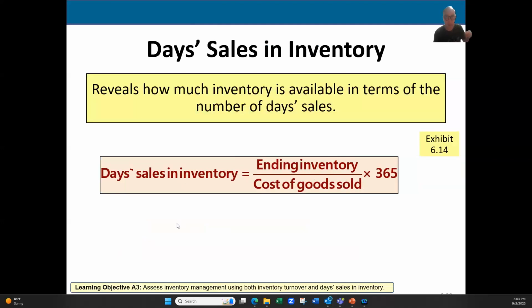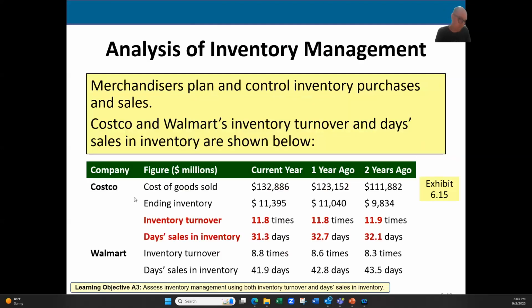Another ratio is called the days sales in inventory. This tells me how many days the inventory sits on the shelves before we sell through it. Days sales in inventory: take ending inventory divided by cost of goods sold times 365 days. How long is it sitting on the shelf for? Let's go over what that tells you.